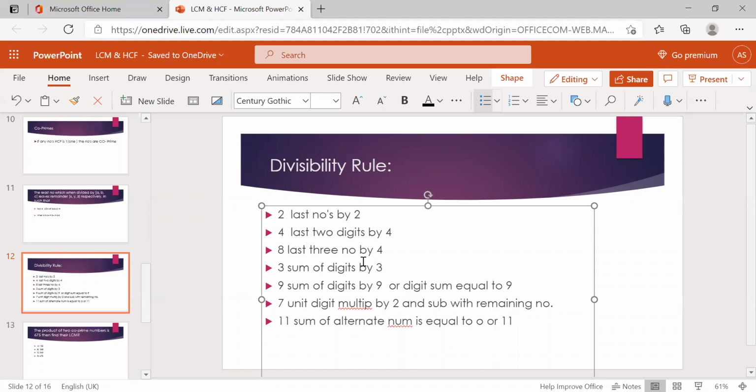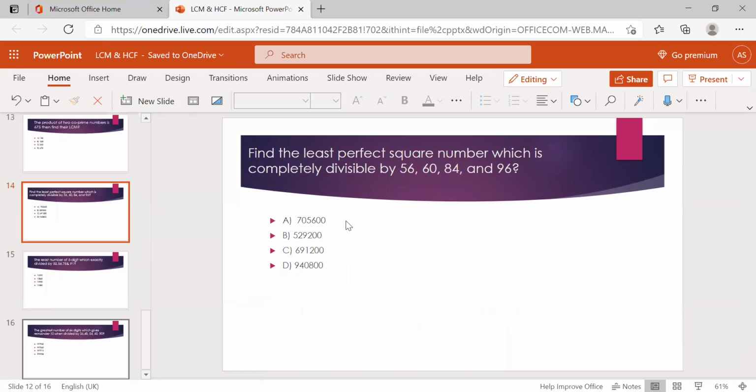So you know about 5: the last digit will be 0 or 5. And you know about 6: if it is divisible by both 2 and 3, then it's divisible by 6. Okay. Now we'll see some basic questions first of all.